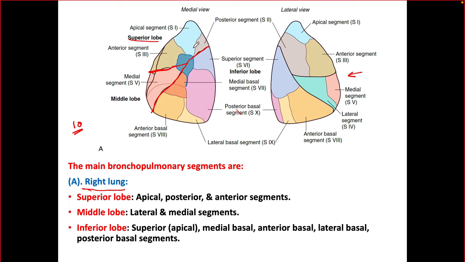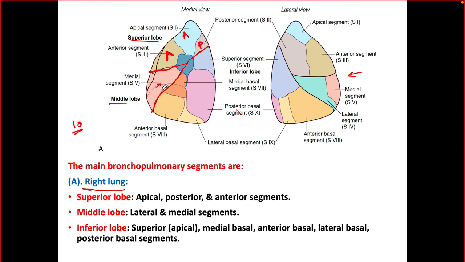The superior lobe has three segments. It has one apical, this is the apical, and it has anterior and posterior. So I have one apical, one anterior and one posterior segment. Okay, three. Now come to the middle lobe.